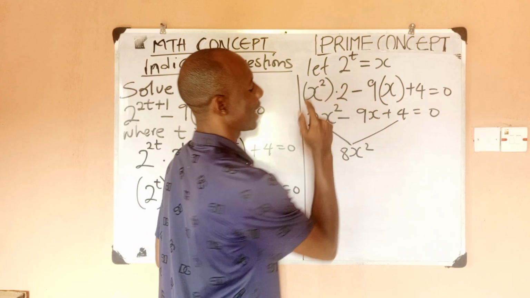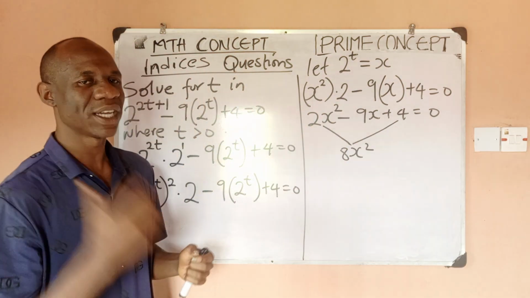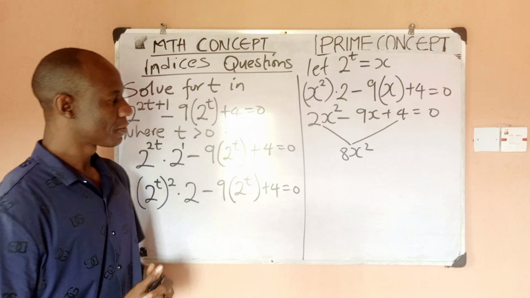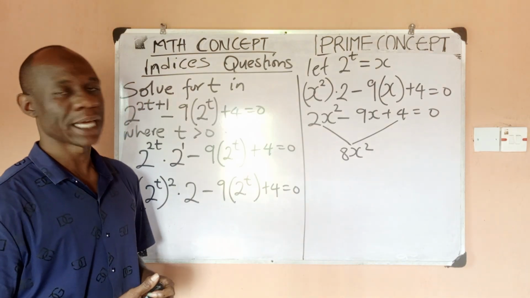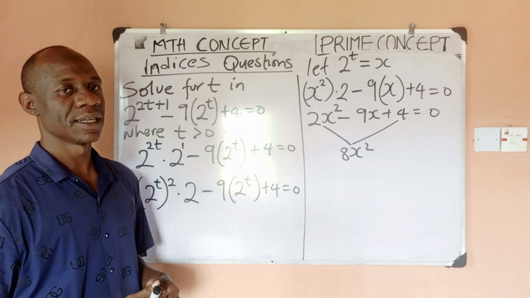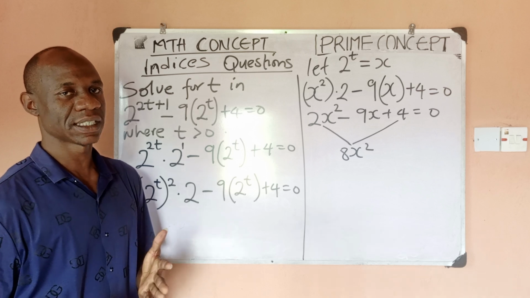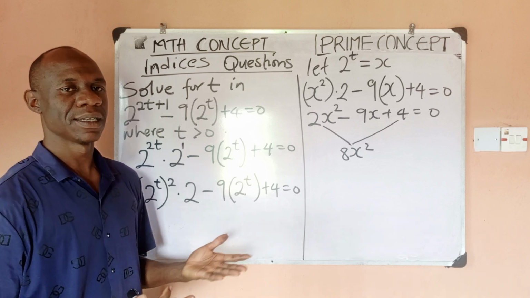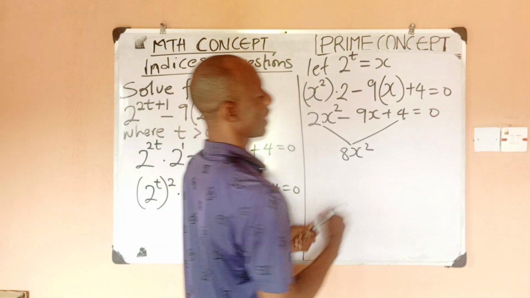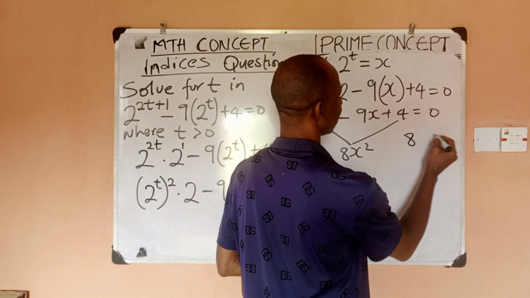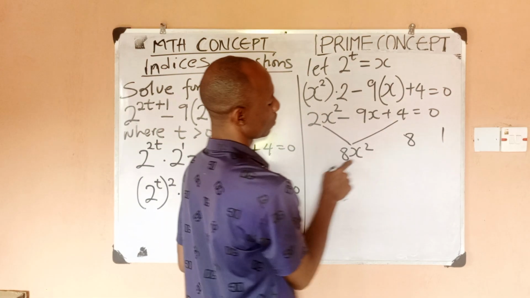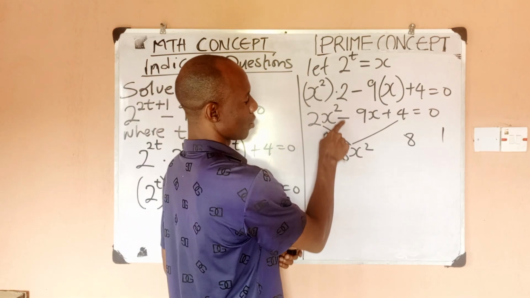So what are those two numbers that multiply to give you 8x squared? Or let's just say 8. So I have 8 times 1 is 8, right? I have 2 times 4 is 8. But when you add 2 and 4, it will give you 6. You subtract 2 and 4, you get 2. So the ones that will give us this result are 8 and 1. So that when you say 8 times 1, it will give you 8, right? But I want to also get minus 9 in my addition.